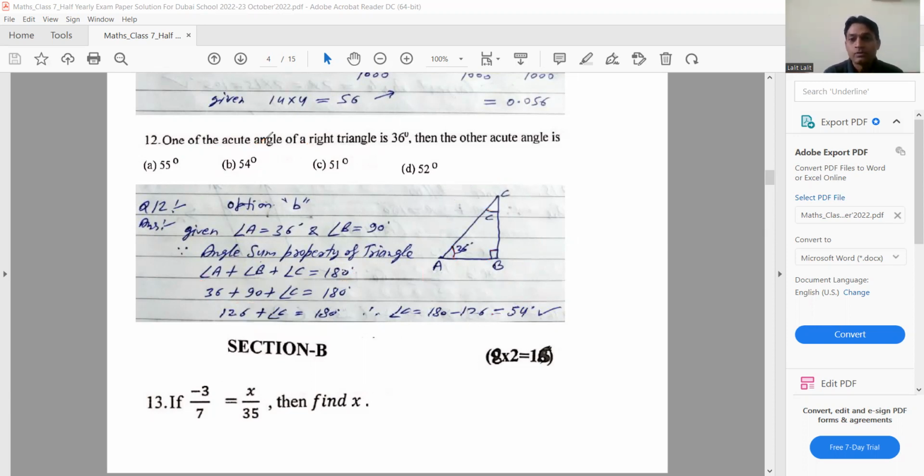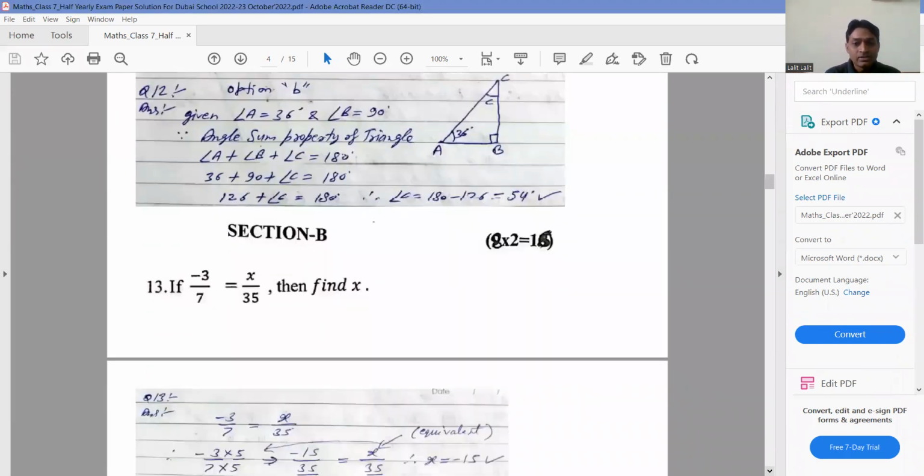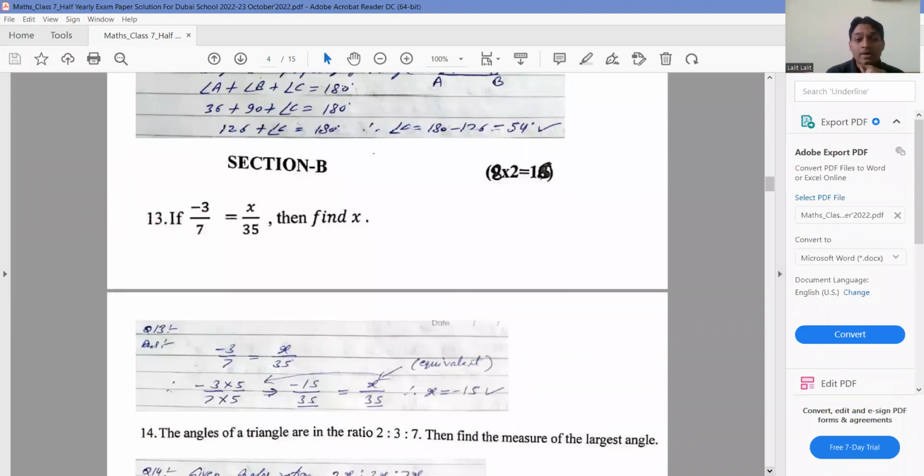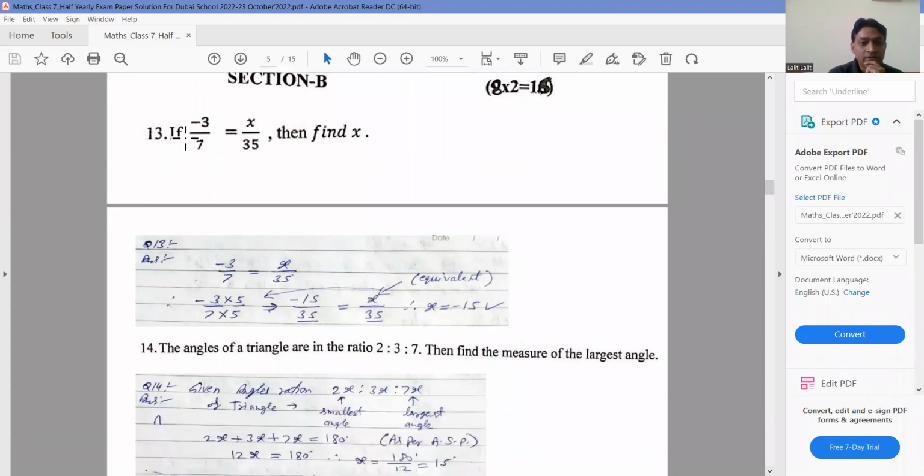Now quickly let's start section B. Section B is 8 questions with 2 marks each. So let's do the first question. The first question is saying, if minus 3 upon 7 is equal to x upon 35, then find x. Whenever you read any question, you always need to find two important things: first, what is given, and second, what we need to find. So here it is given minus 3 upon 7, and we need to find the value of x.